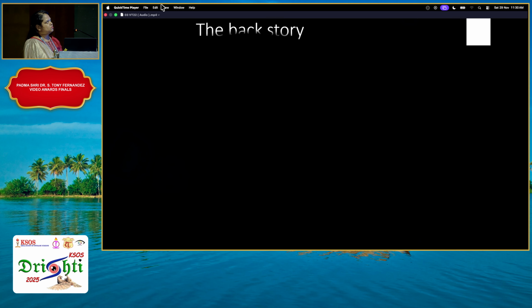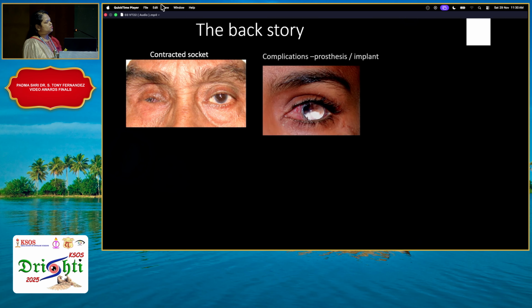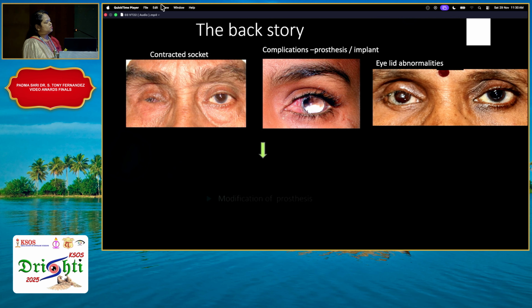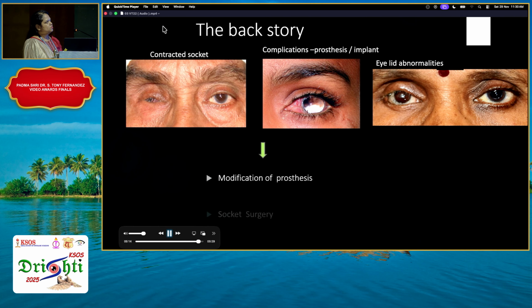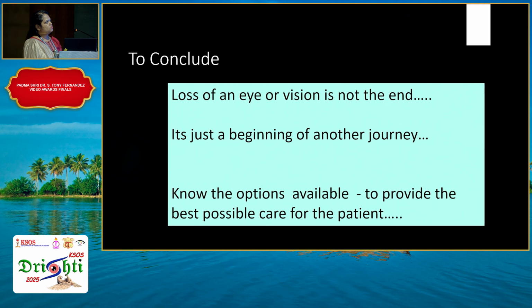Everything is not black and white. Cosmetic rehabilitation is complicated by varied problems including contracted socket, prosthesis and implant-related complications, or eyelid abnormalities. So each of these needs to be corrected with appropriate techniques and surgeries. To conclude, loss of an eye or vision is not the end. It is just the beginning of another journey. Know the options available for the best care for the patient.